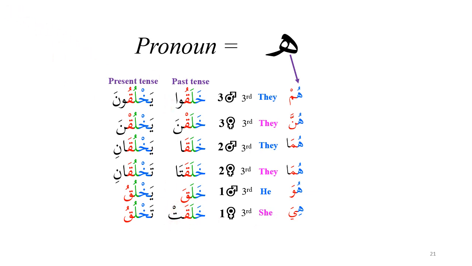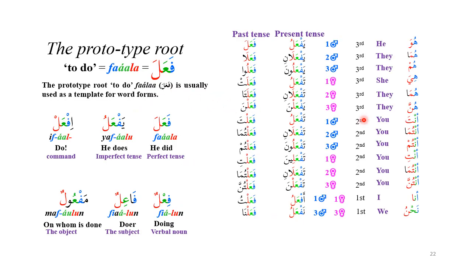So ta is a marker for the feminine. So like these patterns, these 14 patterns you have to learn. Please study them and learn. If you like, you can pause this video and learn these patterns. And remember, from the prototype root fa'ala, you can learn fa'ala, which means he did. Yaf'alu means he does. If'al means do, as an order. And then fa'lun is the doing, fa'ilun is the doer, and maf'ul is the object, or on whom something is done, right?